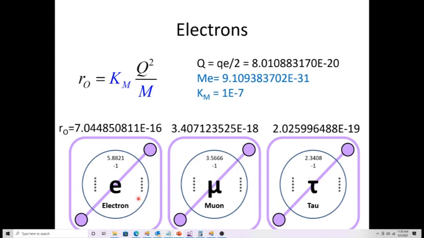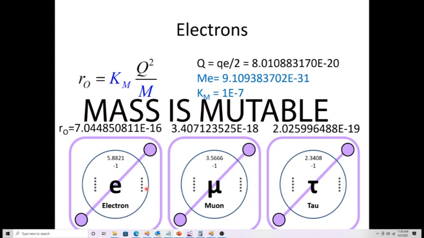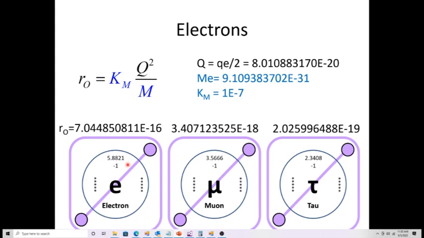Just like an electron can exist at a different energy state while it's part of a hydrogen atom, there's no reason why an electron can't exist at a higher energy state unto itself. So the muon and the tau are just higher energy states of an electron. That's all it is. It's the same particle because the inertia is mutable. The mass, what they called an intrinsic property, is mutable.